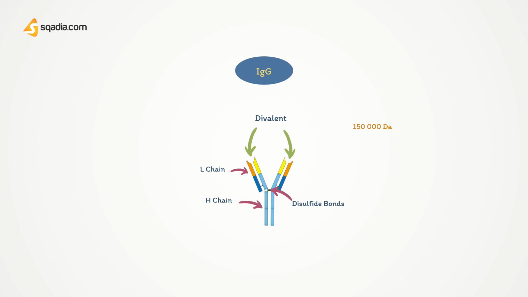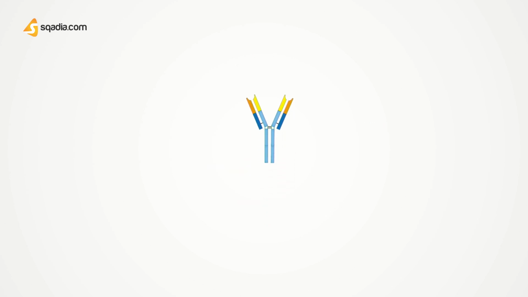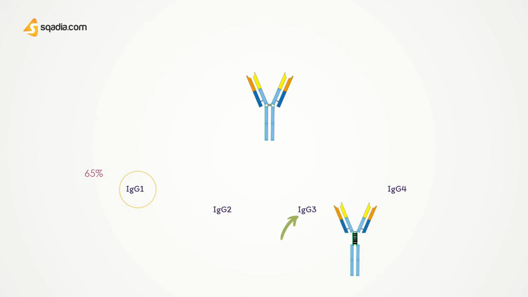Now there are 4 subclasses of IgG, which are IgG1, IgG2, IgG3, and IgG4. These are distinguished by their differences in gamma chains. Now the most abundant of these is IgG1 and makes up 65% of the total immunoglobulins. Now with regard to the molecular weight, IgG3 is heavier than all the other IgG classes because it contains a long series of disulfide bonds in the hinge region.